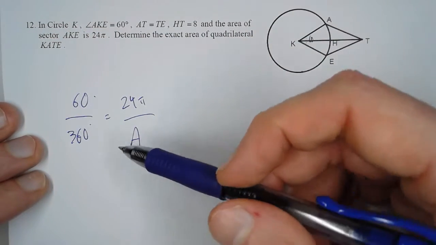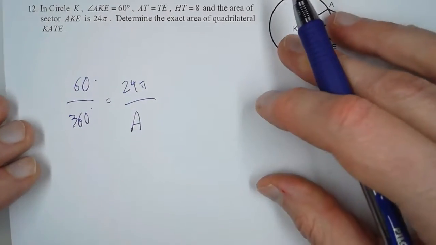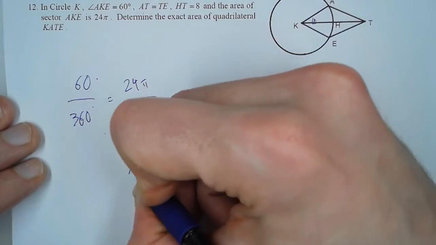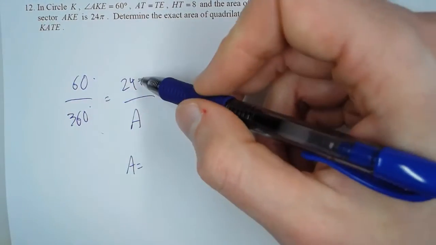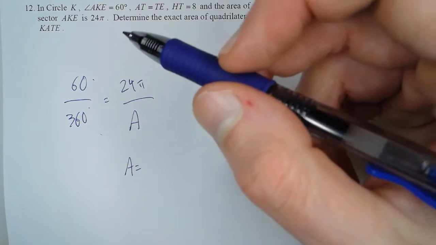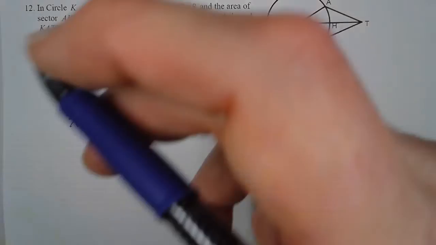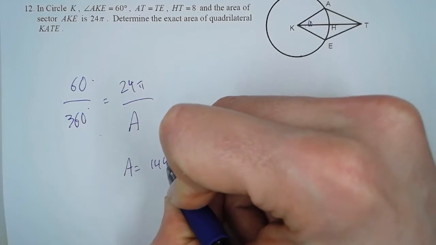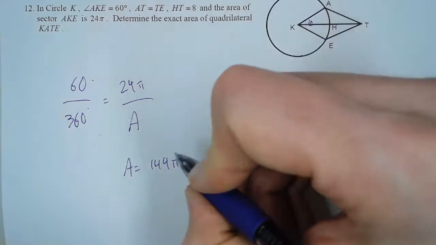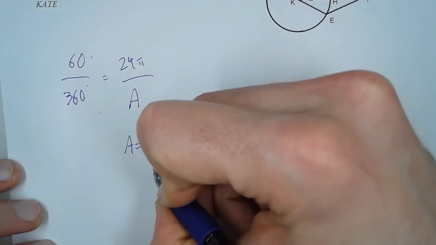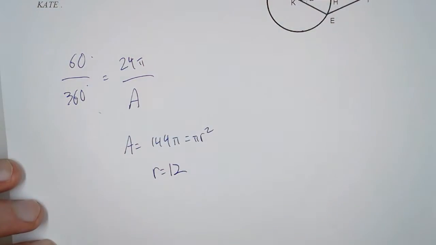So that means if we want to figure out the entire area of the circle, we would just cross multiply and divide. And so the area, when we multiply 360 times 24 and divide by 60, we get 144 pi. Now that's equal to pi r squared. So that means the radius of this circle equals 12.